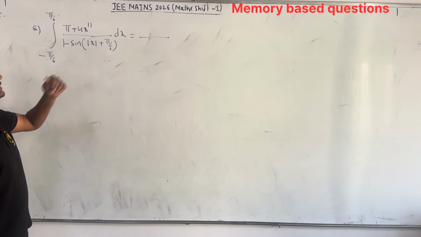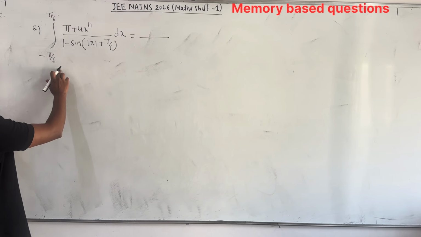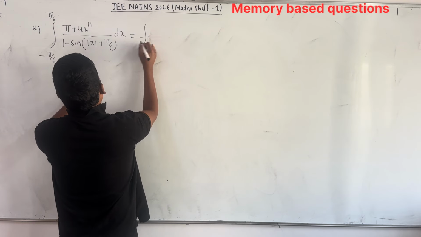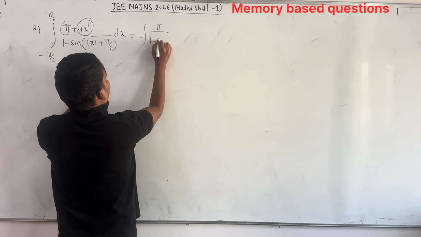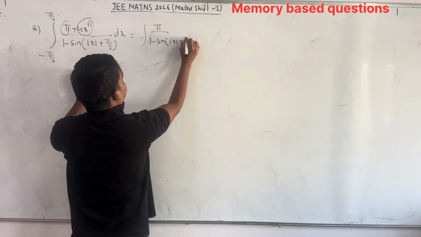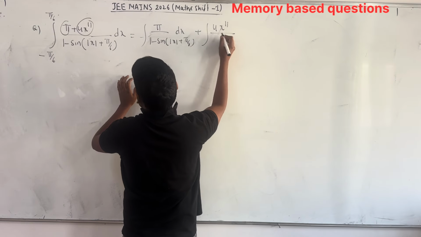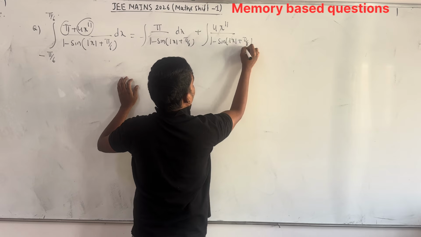Hello guys, now we'll see one of the last questions. These are memory based questions. One of the last questions we'll see now. So how to solve this question? Now we'll split this thing into two parts. So we'll get the integral of pi by 1 minus sine of modulus of x plus pi by 6 dx, plus the integral of 4x power 11 by 1 minus sine of modulus of x plus pi by 6 dx.